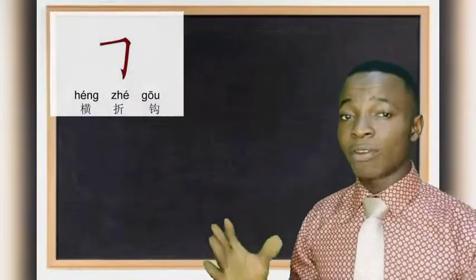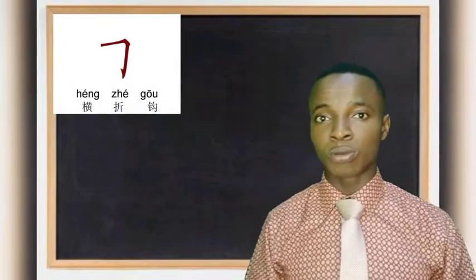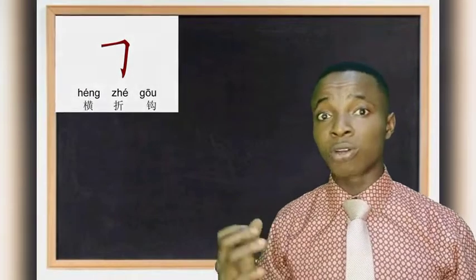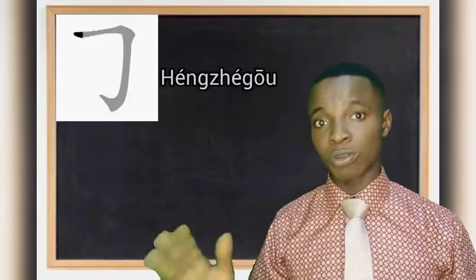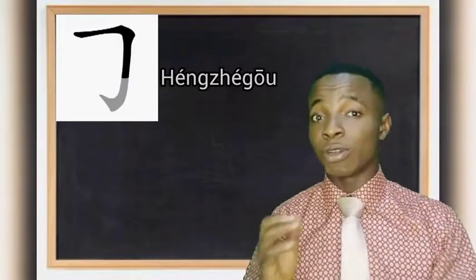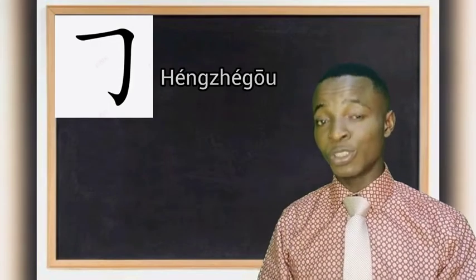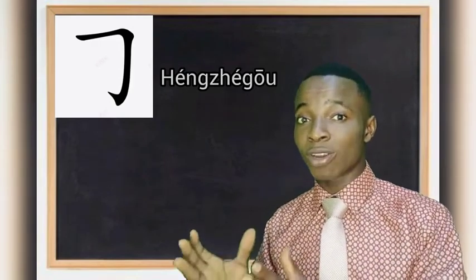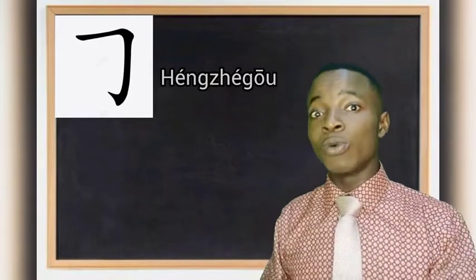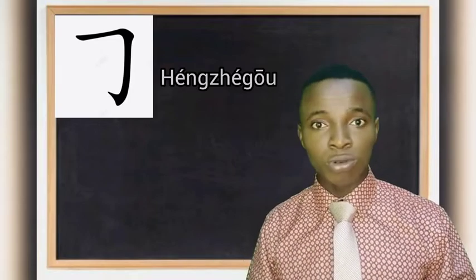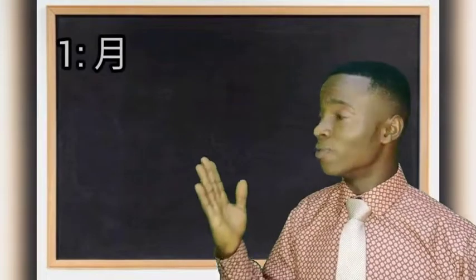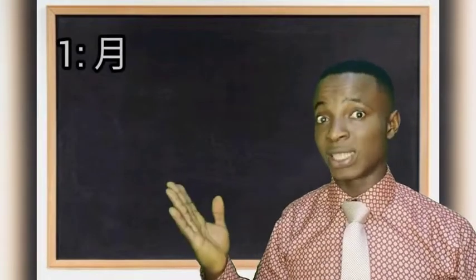The stroke order that we have on the screen is Héngzhégōu. Another English word for this stroke is a horizontal turning hook. Just look at the way it is written on the screen. It's very simple, if you can write Héngzhé, of which we've already discussed how to write Héngzhé in our previous lesson. So Héngzhé with a hook, horizontal turning hook, is very simple to write. Now let's see how it appears in this character and discuss how to write it.